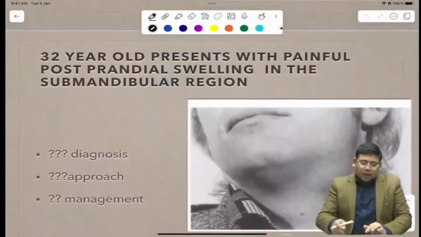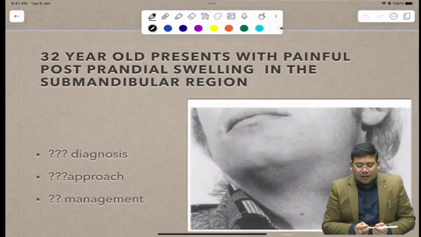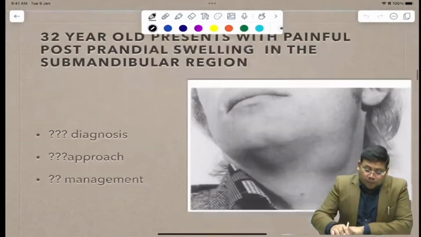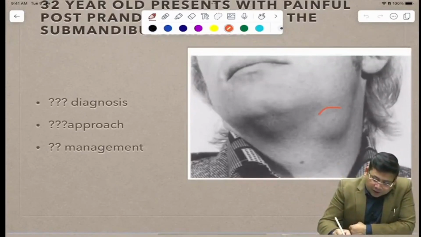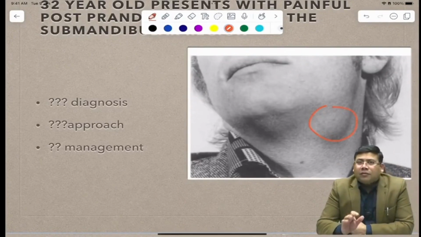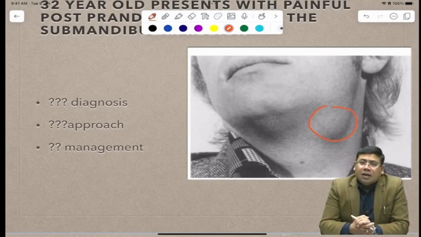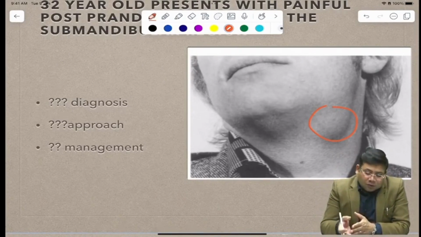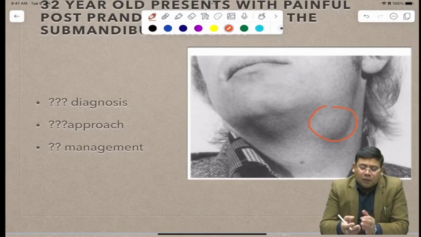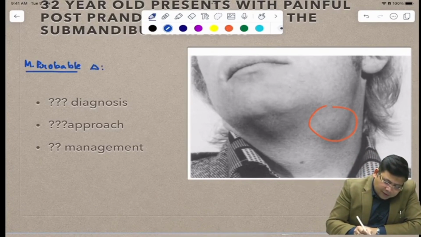Okay. A 32-year-old male patient presents to you with painful postprandial swelling in the submandibular gland region. So you can see, what are you dealing with? You are dealing with acute obstruction of the submandibular gland, and this is very important. So what is the most common cause in this young male? Answer is sialolithiasis. So the most probable diagnosis is sialolithiasis.